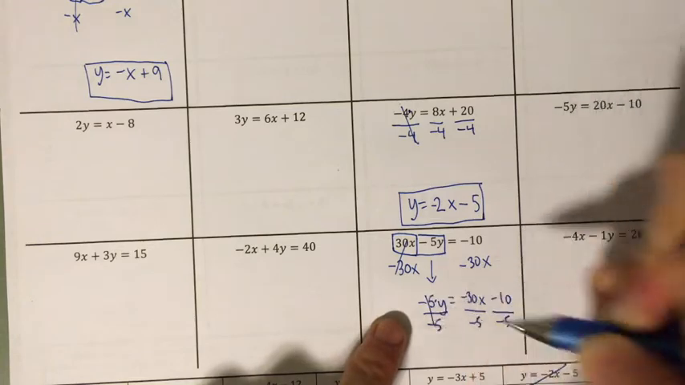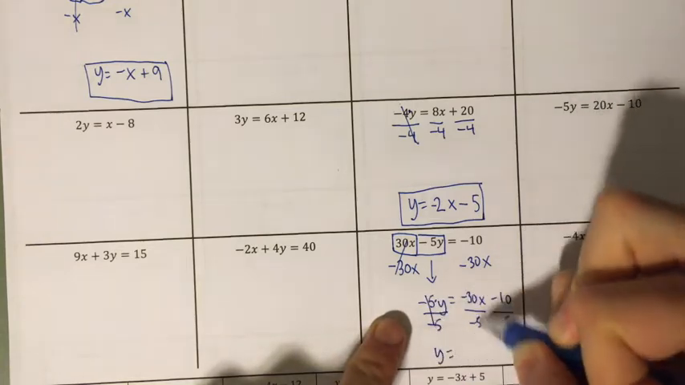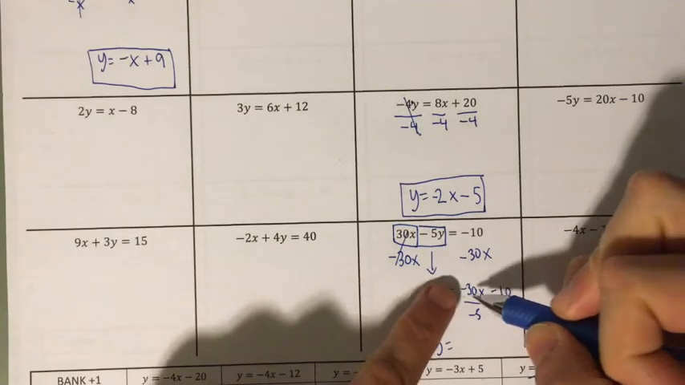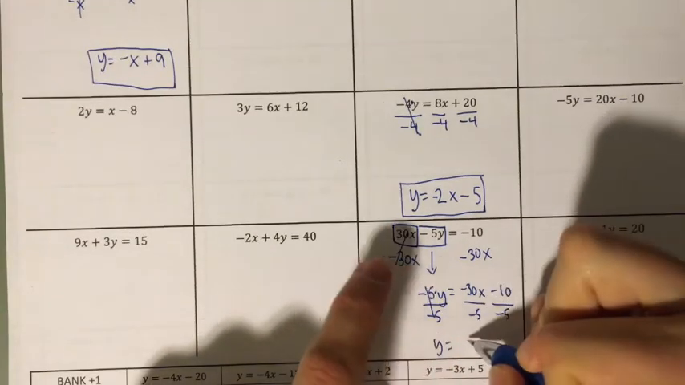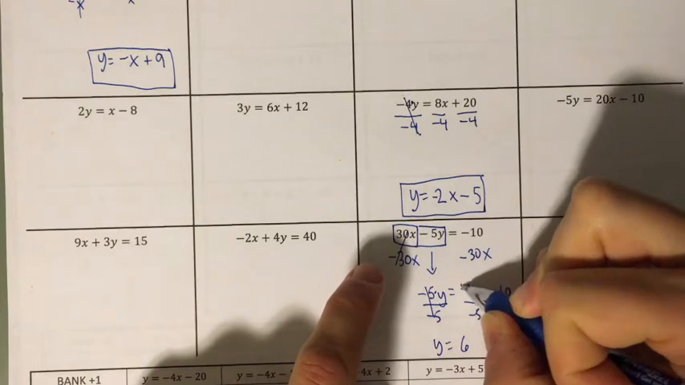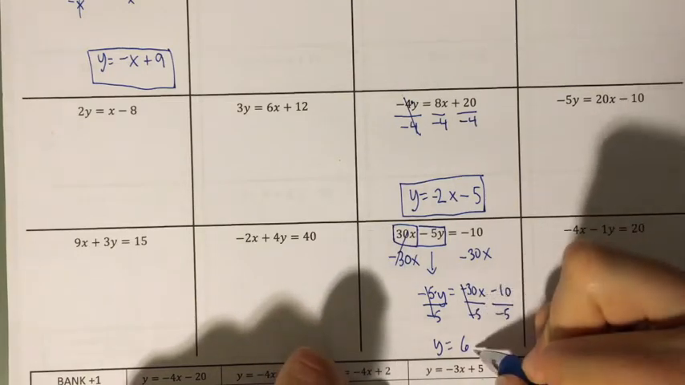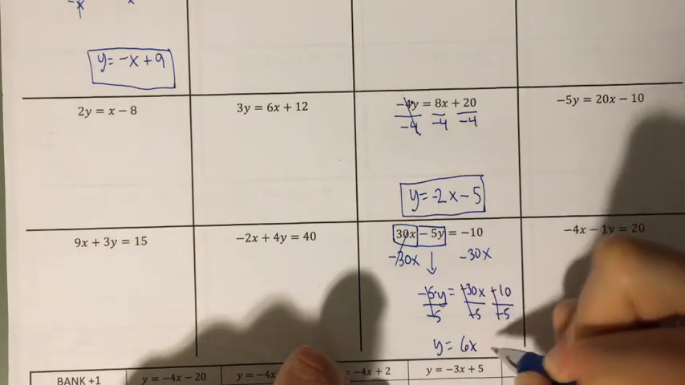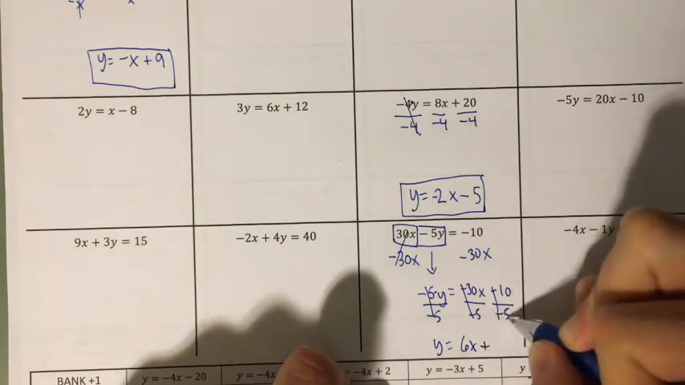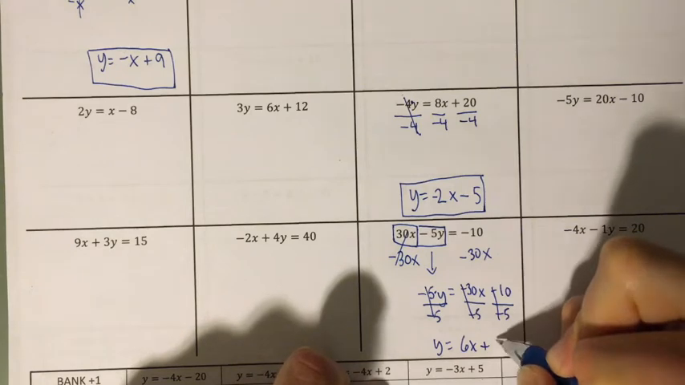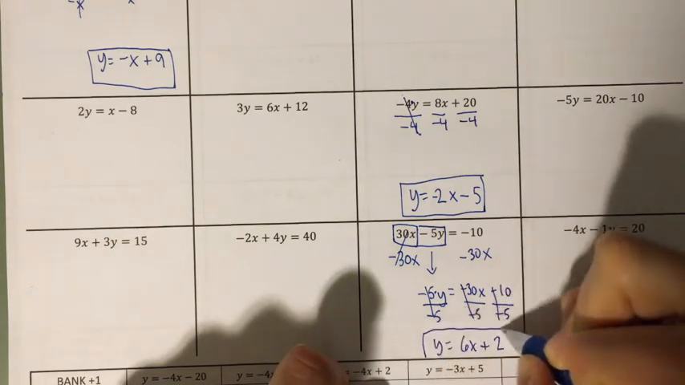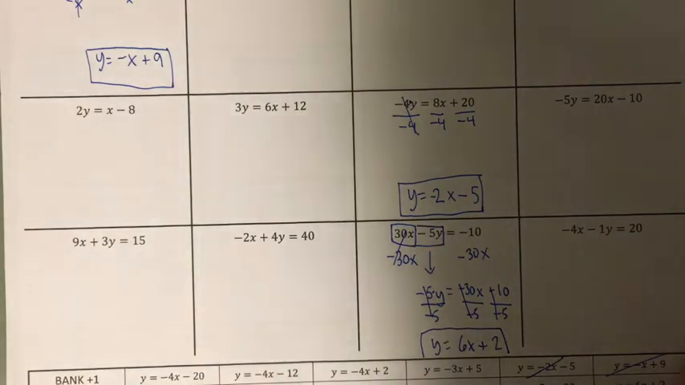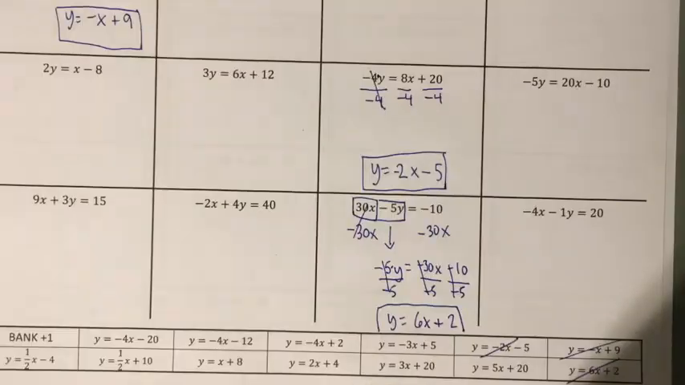That's a good song. And then just do the math. So negative 5 divided by negative 5, just one's out. 30 divided by 5 is just a 6, and those negatives cancel and bring the x down. And then negative divided by negative, those cancel, just a positive. 10 divided by 5, 2. So 6x plus 2, that's all we did there.